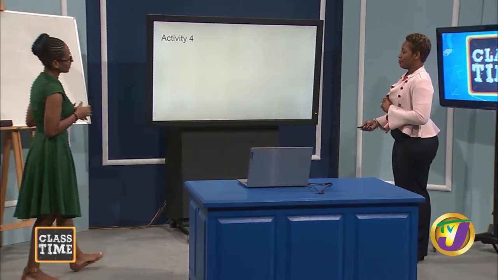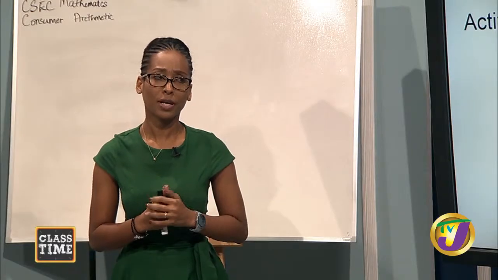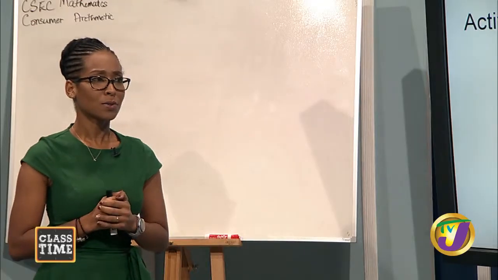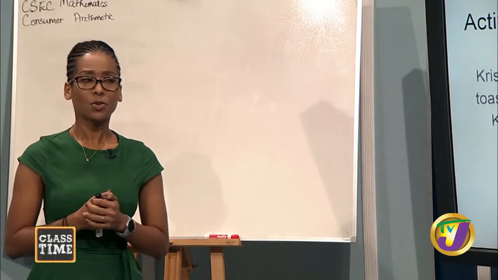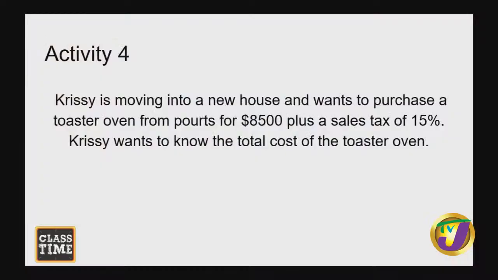So, all right. We're on to activity 4. Let's see what activity 4 is all about. I think activity 4 should be talking about Chrissy. Yes. Chrissy is moving into a new house, and she wants to purchase a toaster oven from Ports for $8,500 plus a sales tax of 15%. That's right. Chrissy wants to know the total cost of the toaster oven.